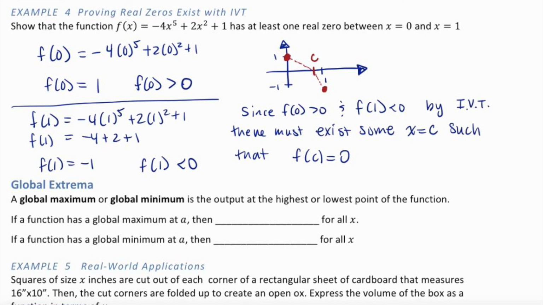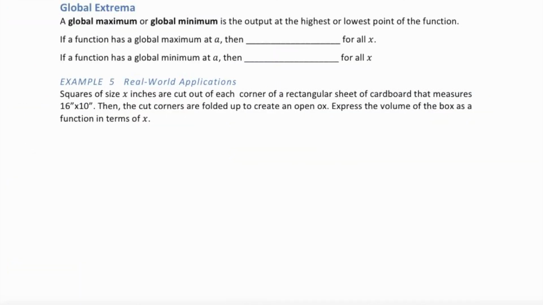Next, let's discuss global extrema. A global maximum or global minimum is the output value at the highest or lowest point of the function. If a function has a global maximum at a, then f evaluated at a is greater than or equal to every single value of x in the function. So that is f evaluated at every single x within our domain. If a function has a global minimum at a, then f of a is less than or equal to f evaluated at every x within its domain.